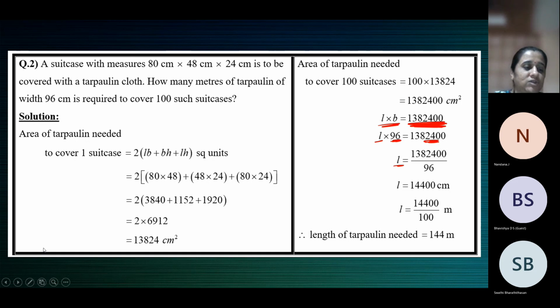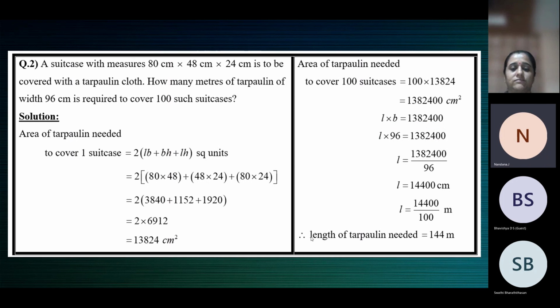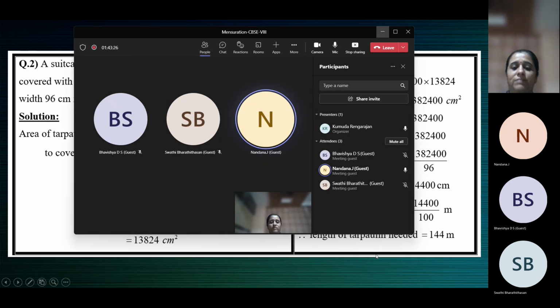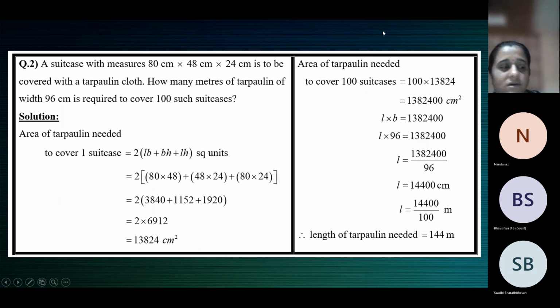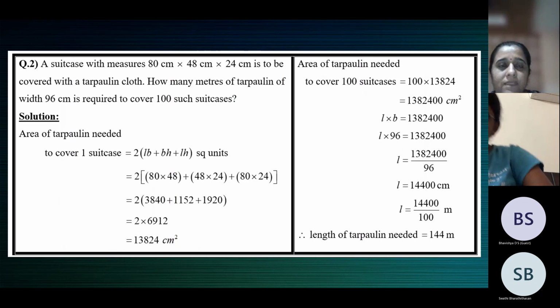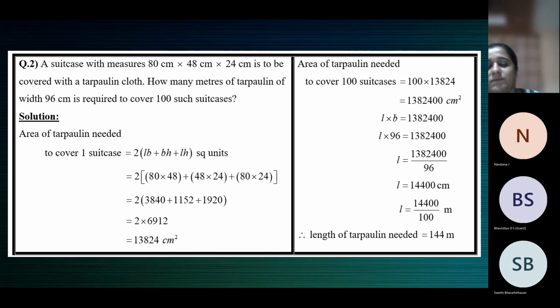Children, please take a screenshot. We can discuss this answer again in the next class, if you have doubts while working. So you have to complete 2 answers, children: one is that cuboid, and then this one. Please complete both by the next class tomorrow.